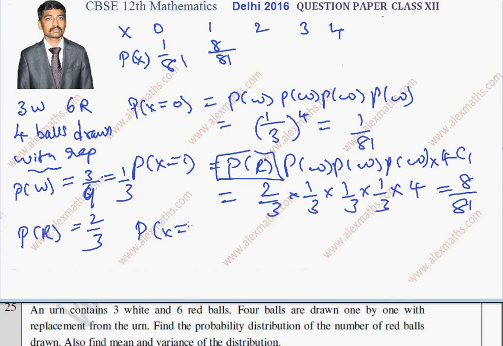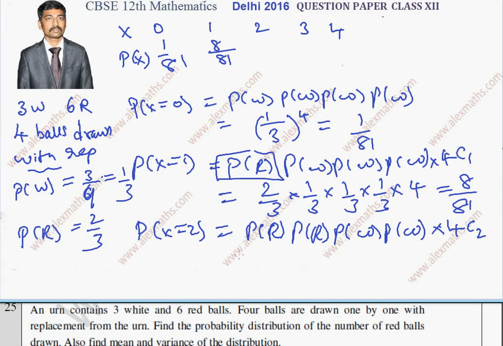Then P of x is equal to 2 is nothing but 2 red and 2 white. But once again, this red can be in any of the two places. So out of the 4, it can be in any of the two places. So 4C2. So this is 2 by 3 into 2 by 3, then 1 by 3 into 1 by 3. 4C2 is 4 into 3 by 1 into 2, totally it is 6. Don't cancel anything with the denominator because we maintain the same denominator here. Denominator is always 81 and the numerator is going to be 24.